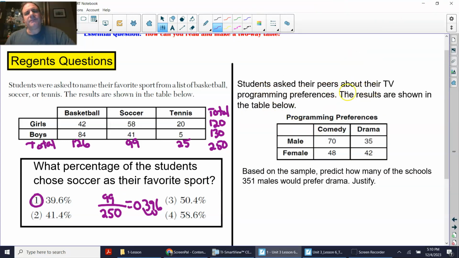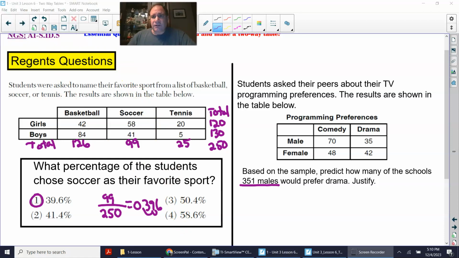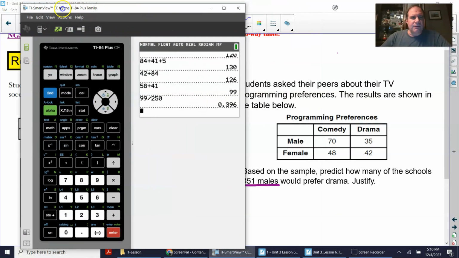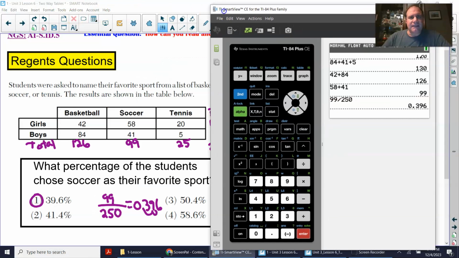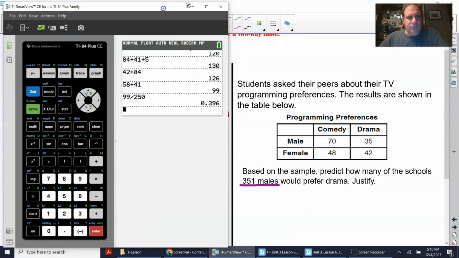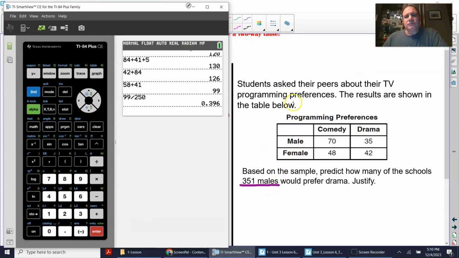All right, so students ask their peers about their TV programming preferences. The results are shown in the table below. Based on the sample, predict how many of the school's 351 males would prefer drama. So this is a little bit of a tricky question, and the reason why it's tricky is because there's something here that doesn't usually happen on regular questions. But let's go ahead and figure out the totals, because we do need that.